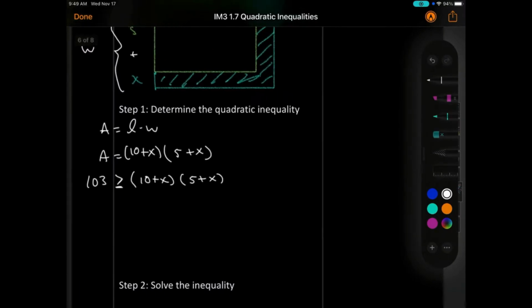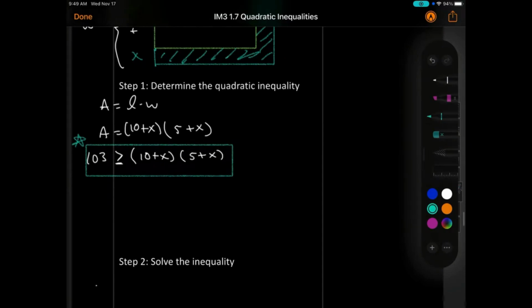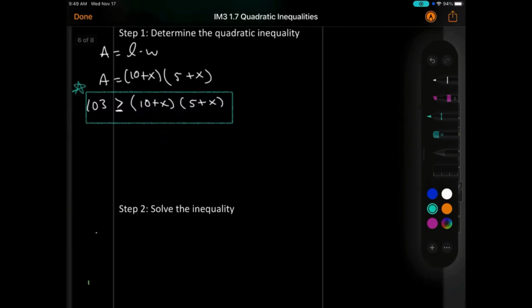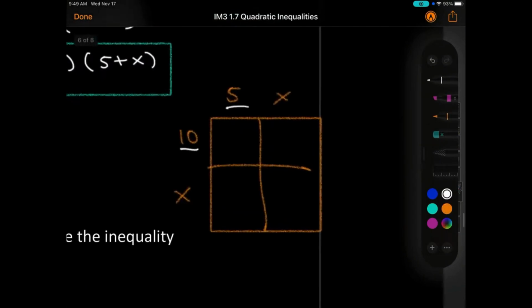Okay, I'm going to box this one and star it because this is our inequality. And I'm going to do step number 2 here, which is we're going to try to solve this. And in order to solve, I'm going to have to distribute those two binomials. And to do that, I'm going to use the box method, which is essentially the same thing as FOIL, just multiplying binomials here. 10 times 5 is 50. 10 times x is 10x. 5 times x is 5x. And x times x is x squared.